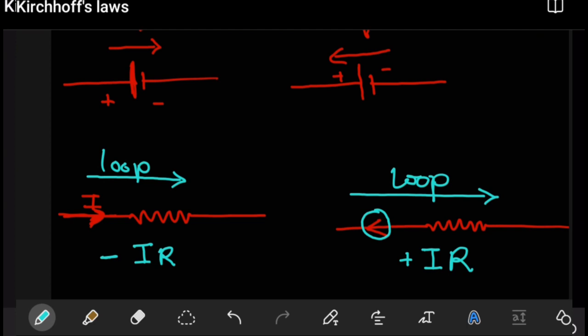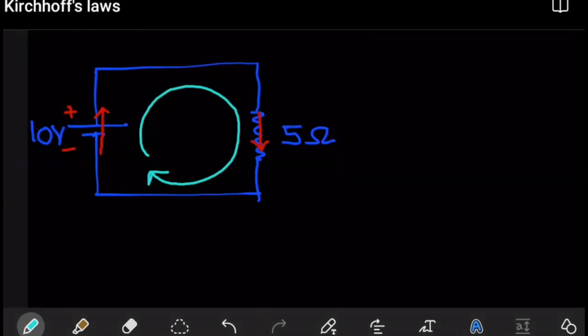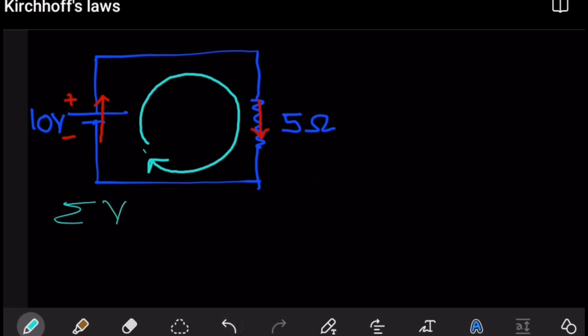With these ideas in mind, let's go back to this example and see how we actually use Kirchhoff's second law. Here, since we have a power source, the 10 volts, and this is our selected loop, when it comes to the power source, we're moving from negative to positive. So if we use the second law, the sum of the voltages, let's see if it will give us a 0. Here we're moving from negative to positive, so this has to be positive 10 volts.